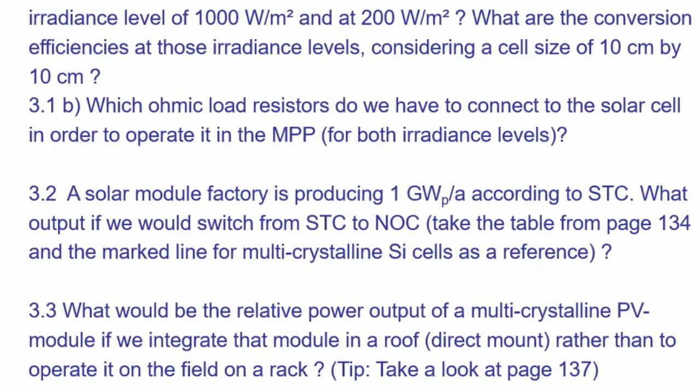And the last question is, what would be the relative output of a multicrystalline PV solar module if we integrate that module in a roof? So this means a direct mount, which as we learned is a quite significant increase in temperature, rather than operating it on a rack, where we learned that it's also cooled from the backside, so we have a quite low temperature. You should take into consideration the numbers given on page 137.